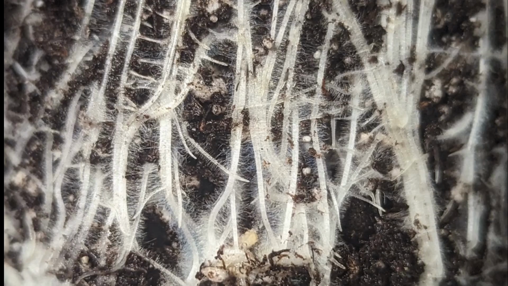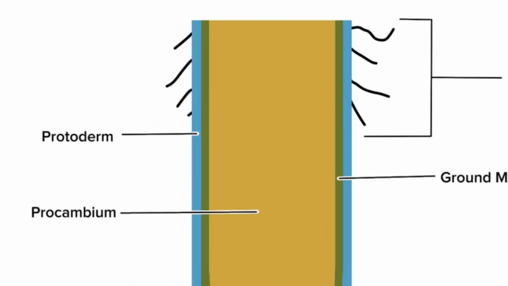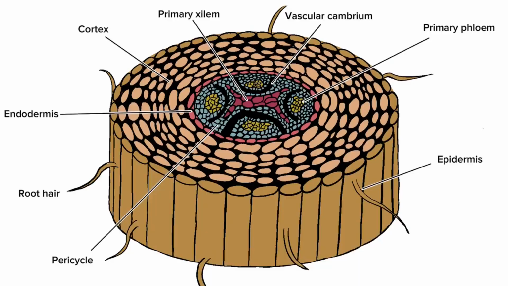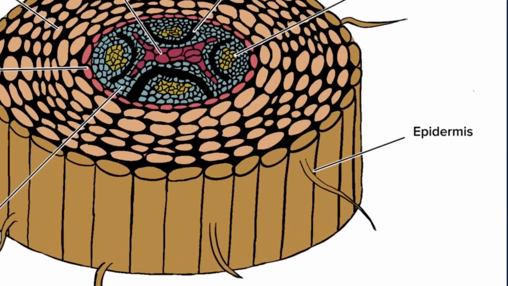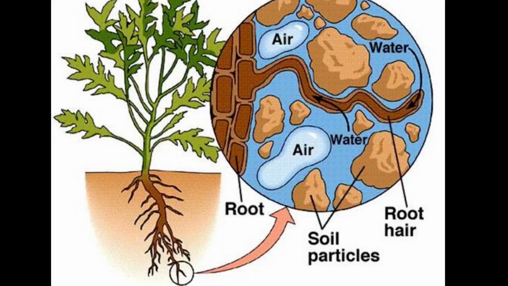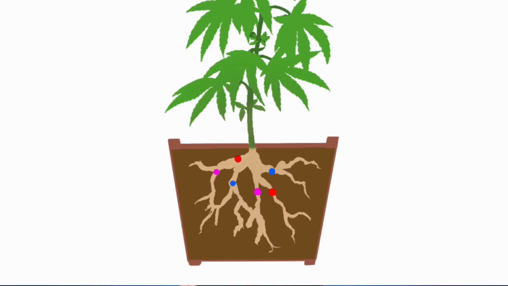Root hairs develop as simple extensions of the protoderm cells near the root apex. Root hair cells are adapted for the efficient uptake of water and mineral ions. They're single-celled extensions of the epidermis cells that grow between soil particles and absorb water and minerals from the media. Root hairs increase the surface area to volume ratio of the root system significantly, which increases the rate of absorption of water and mineral ions.